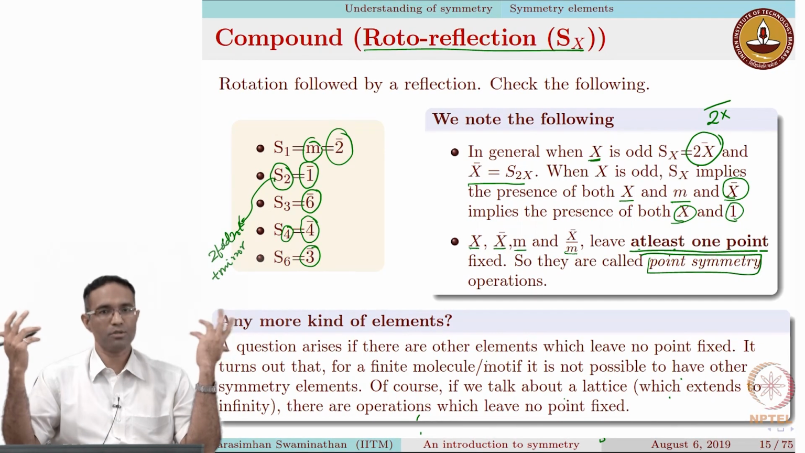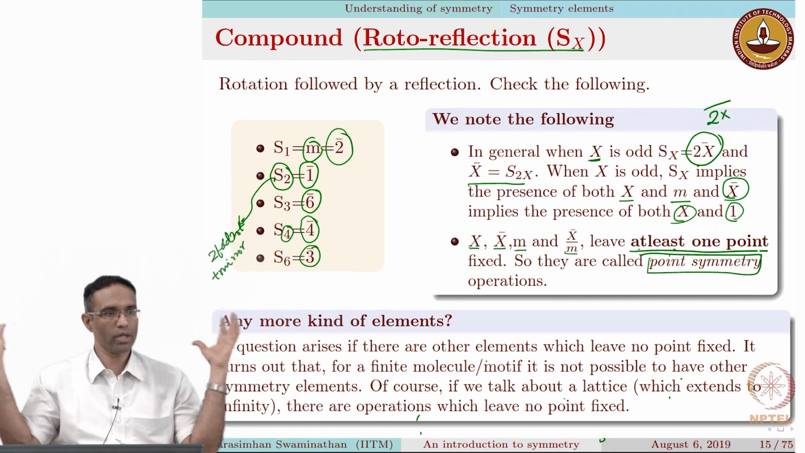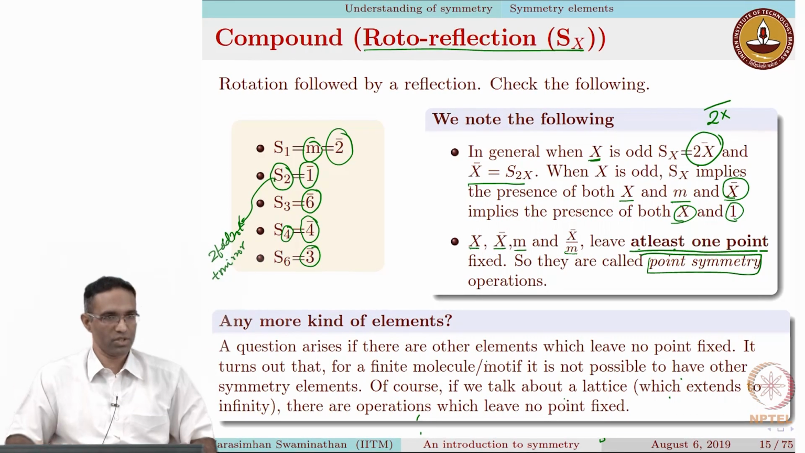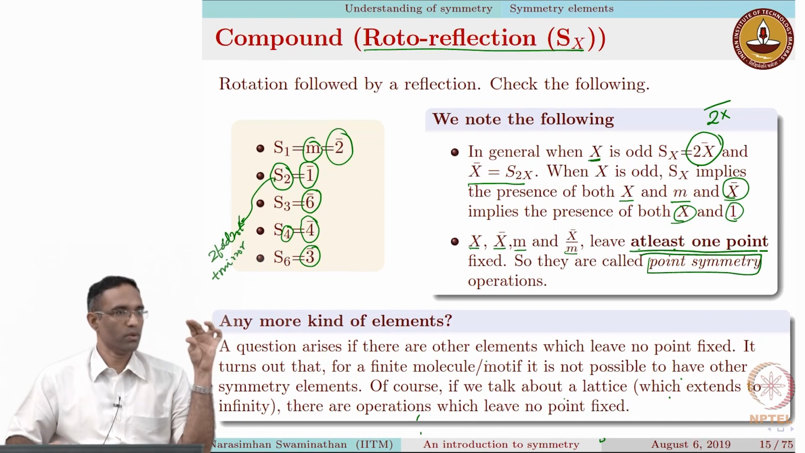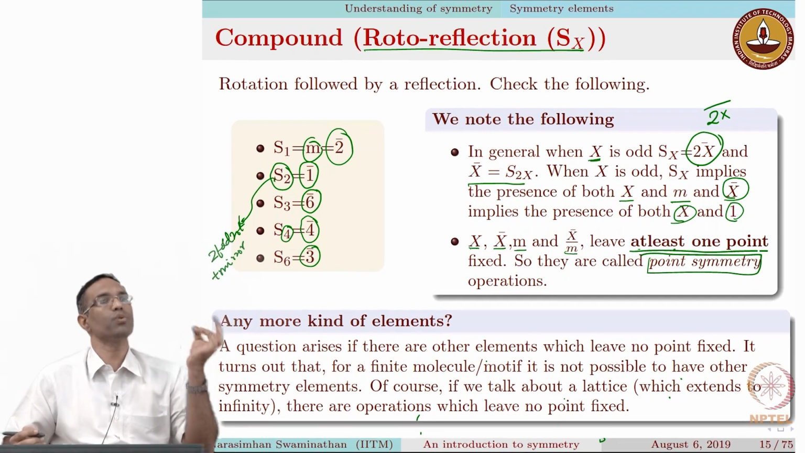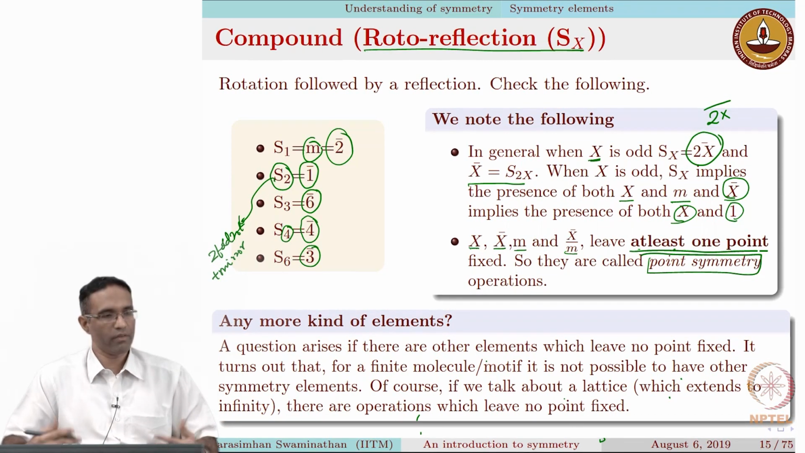Translations, right? But when you have translations, you are talking essentially about an infinitely large molecule. You are talking about a molecule or a system which is extending to infinity in either direction, right? In the x, y, z directions, or when you are talking about a plane, in the x and the y directions. If you have a finite molecule, it is not possible for you to have symmetry operations which don't leave at least one point fixed. Okay, so there are of course more complicated methods of actually proving that, but that's beyond the scope of this course.